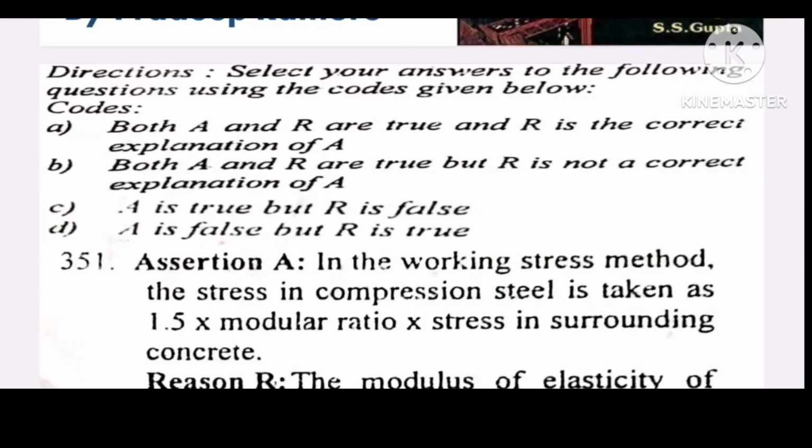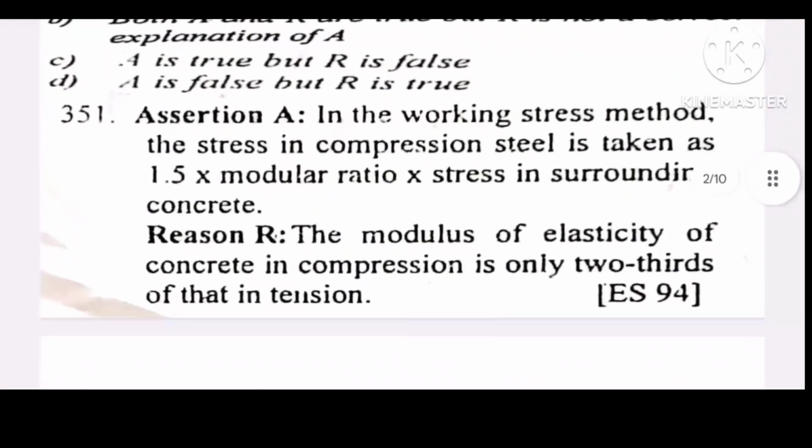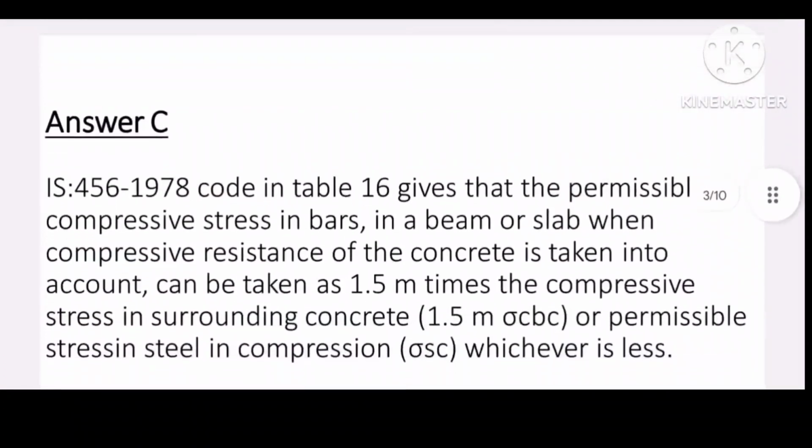And the 4 statements: option A, both A and R true, and R is the correct explanation of A. Second option, both A and R true, but R is not a correct explanation of A. Option C, A is true but R is false. And option D, A is false but R is true. Let's see which is the correct answer. So in this question the correct answer is option C.